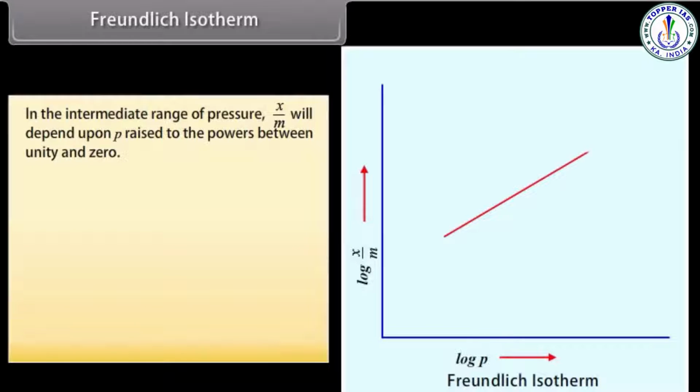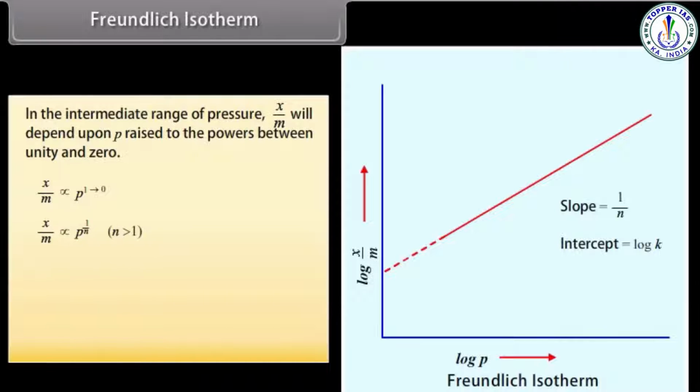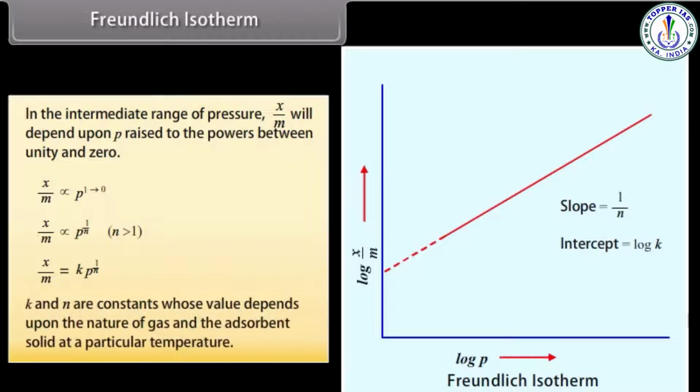Freundlich isotherm. In the intermediate range of pressure, x/m will depend upon P raised to powers between unity and 0. This can be expressed as x/m ∝ P^(1 to 0), or x/m ∝ P^(1/n), where the value of n is greater than 1, or it can be written as x/m = k P^(1/n). K and n are constants, whose values depend upon the nature of the gas and the adsorbent solid at a particular temperature.